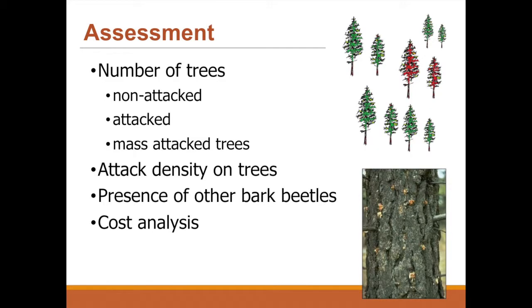Okay, so when we come back to assess these trees, we'll put up the baits in the beginning of July. In mid-September, after the flight is done, we'll come back to assess these trees in these baited areas. We'll take note of the number of trees not attacked, the number attacked, and importantly, the number of mass attacked trees. So that means we'll also look at the attack density of these trees on the north and south side. Again, trying to find a treatment that has the highest attack density on these baited trees.